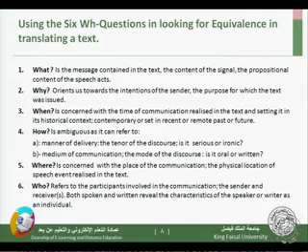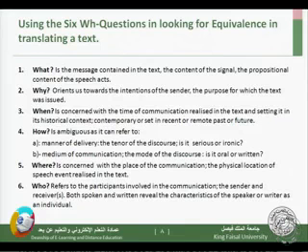Now the last question, who? Who refers to the participants involved in the communication, the sender and receiver or receivers. Both spoken and written discourse reveal the characteristics of the speaker or writer as an individual. In other words, when you translate, after you have read it, you ask yourself, who wrote it? What kind of person was he? Who is it addressed to? The receiver.